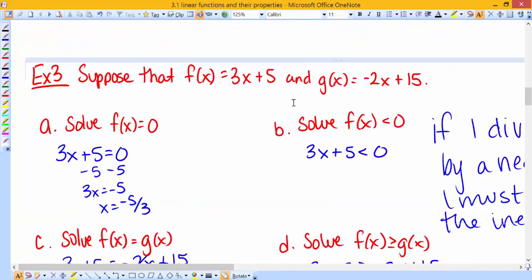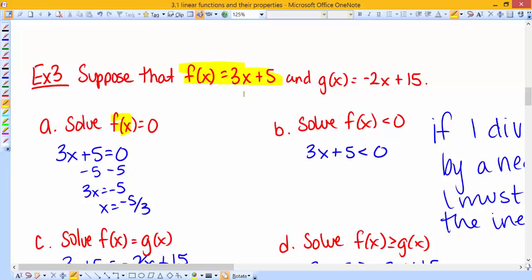All right, the last one for this video. Example 3. Suppose that you are given f of x and g of x. These are both linear. They're just in y equals mx plus b. I have my work here. I didn't feel like erasing it and doing it over again because it shouldn't be too bad. When I see solve f of x equals 0, well, here's f of x. So I take the 3x plus 5 and I set it equal to 0. Then I go through and I solve for x. I'm not going over how to do that.